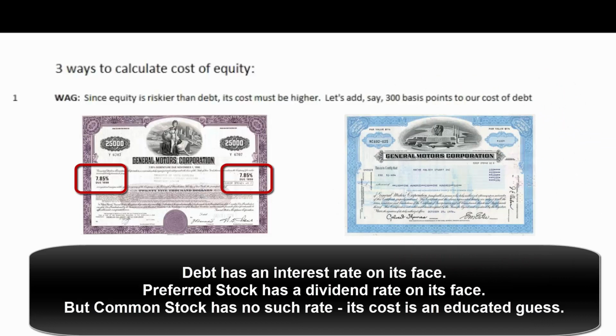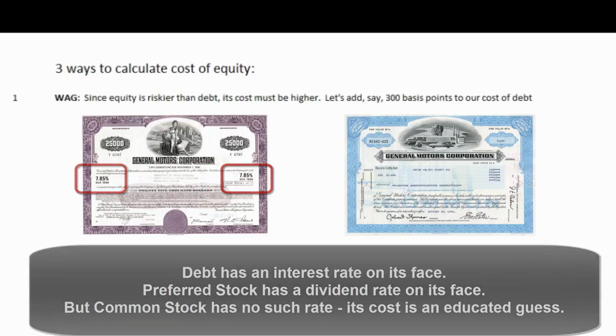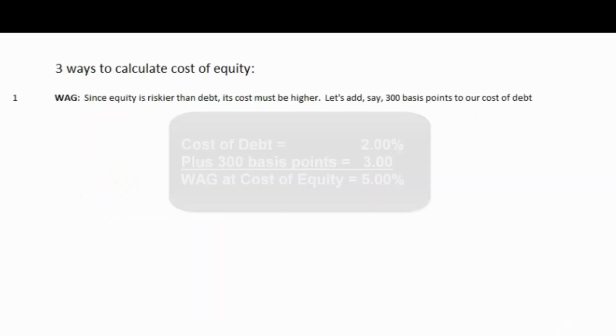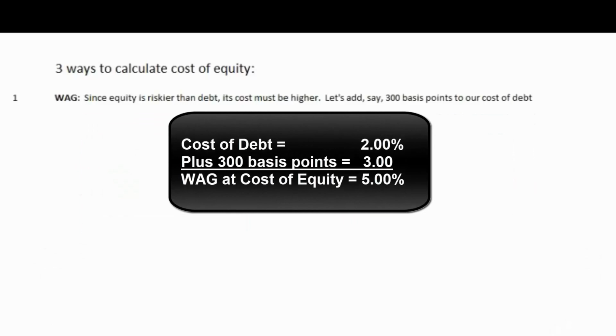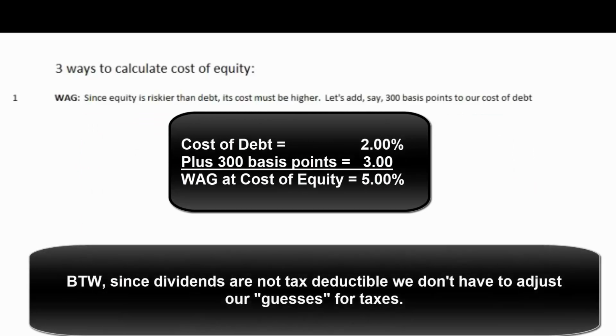So one way to figure out what our equity cost is just to make a guess. We know it's supposed to be riskier, so let's add, say, 300 basis points. So in this example, that would mean 2% plus 300 basis points would be 5%. But that's just a guess, and it's not very scientific.